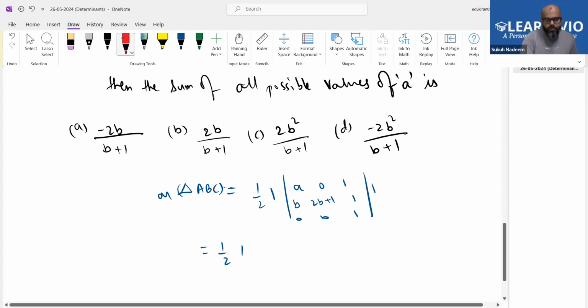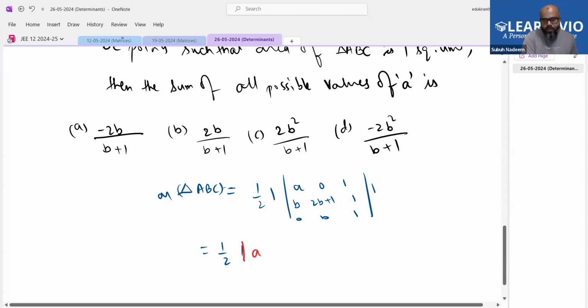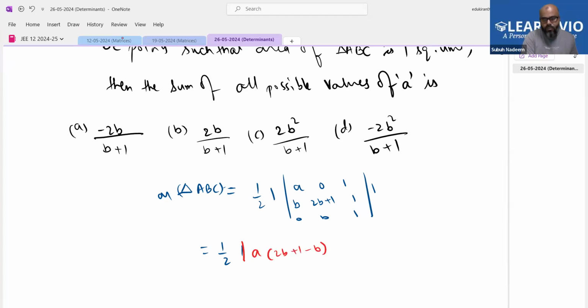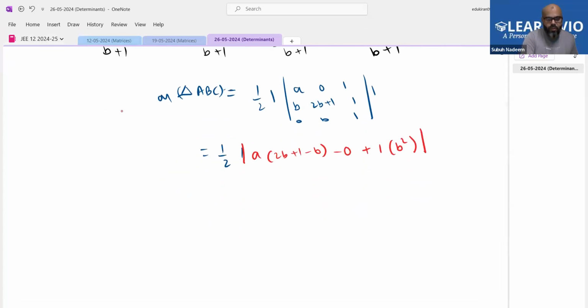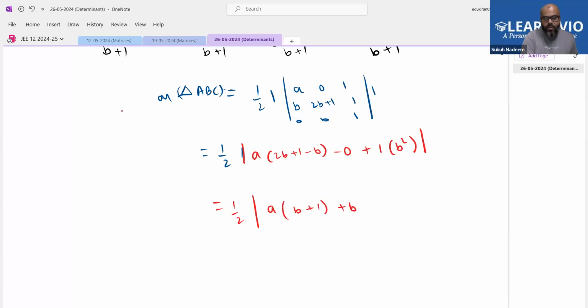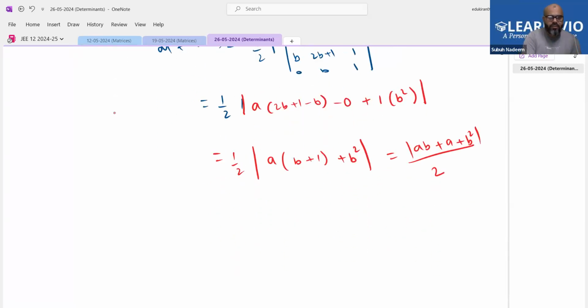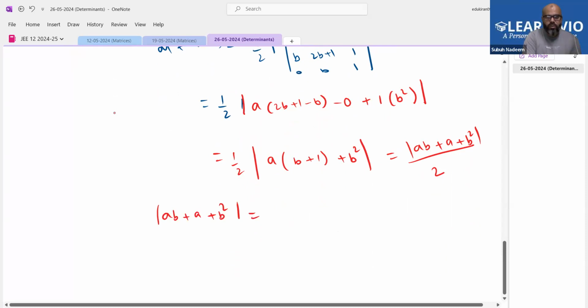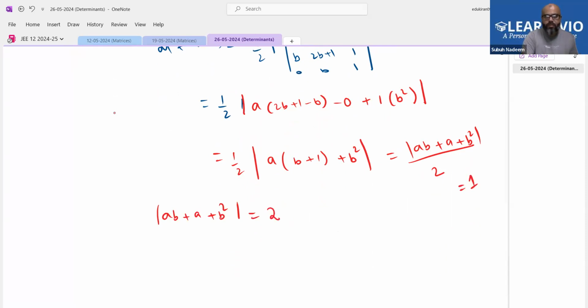So this will be the mod of A into 2B plus 1 minus B, and then next is 0, and then next is 1 into B square. So this will be half of A into B plus 1 plus B square. So it is the mod of AB plus A plus B square, divided by 2. And they are saying that this value is equal to 1 square unit. So 2 will multiply there and this will become 2.